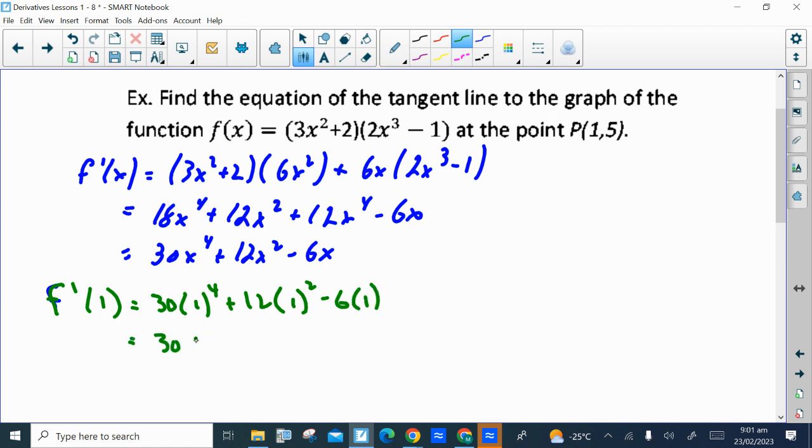So this will be 30 plus 12 minus 6. 42 take away 6 is 36. So that's the slope of the tangent. And I'm going to find the equation using point slope. We could also just use y equals mx plus b.